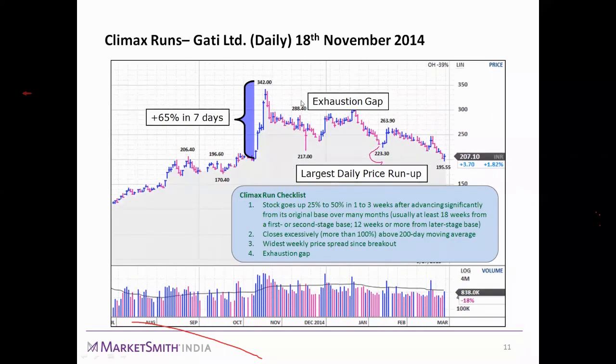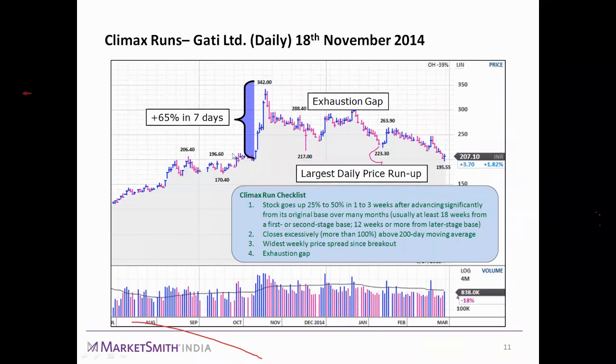So this is an example of a climax run. This is a chart of Gati Limited, and the chart is of 18th November 2014. Let's see the checklist. First, the stock goes up 25% to 50% in 1 to 3 weeks after advancing significantly from its original base over many months, usually at least 18 weeks from the first or second stage base and 12 weeks or more from a later stage base.